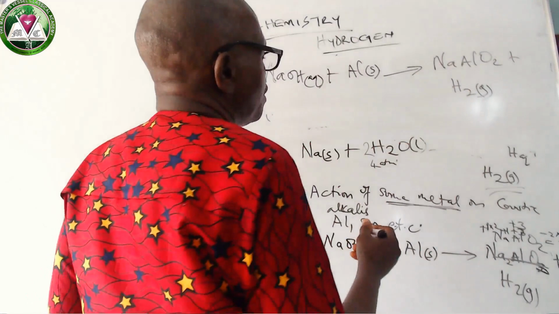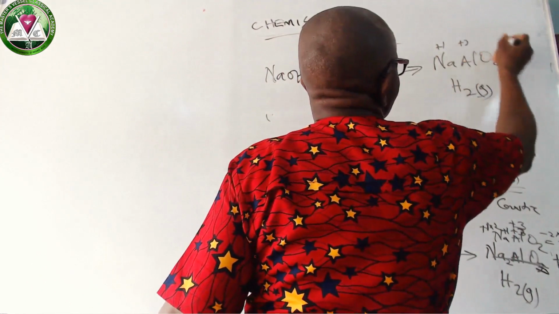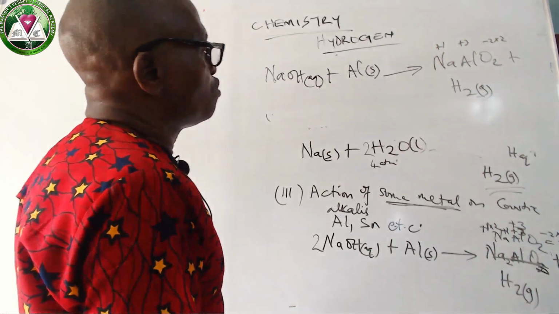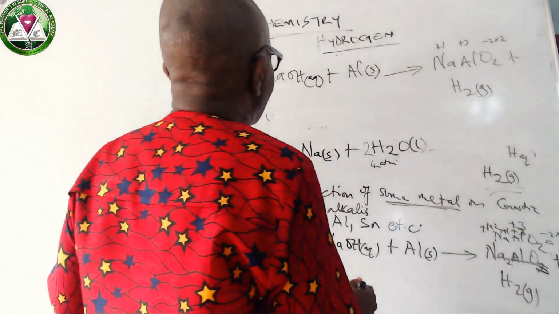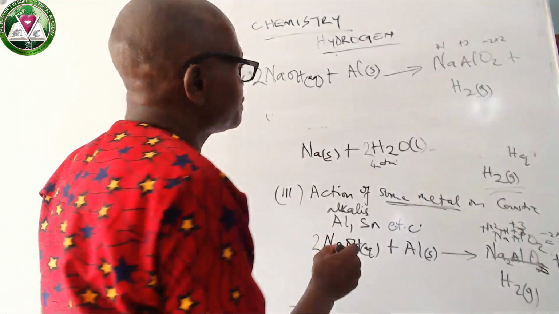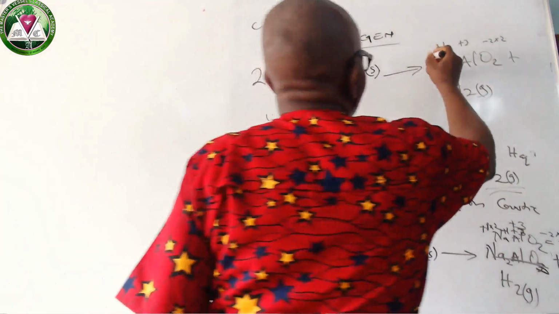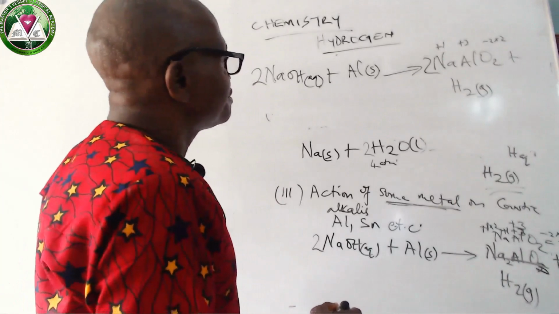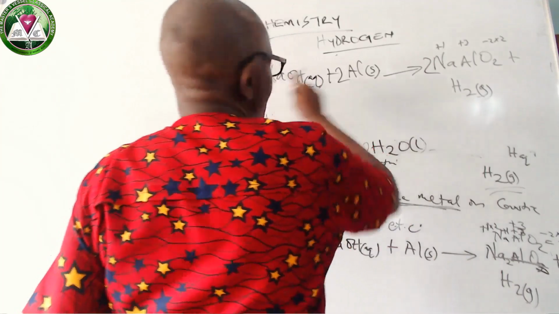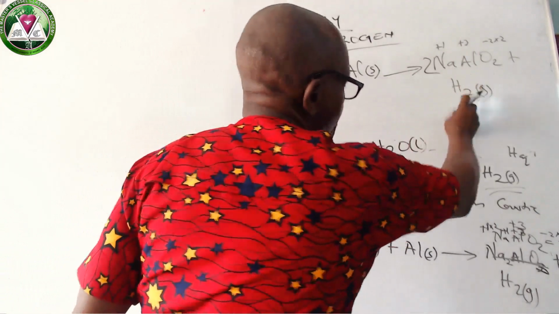gas. So let's look at this. This one is +1, this one is +3, this one is -2 times 2. Therefore, +4 minus 4 will give you 0. Therefore, you have hydrogen, you have hydrogen 2 here. The best thing is to put 2 here too. Therefore, this one will be 2. That will make hydrogen to be 2. Therefore, this is the equation. You have produced hydrogen here.